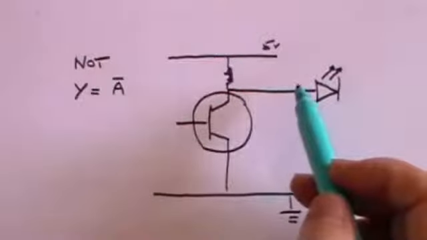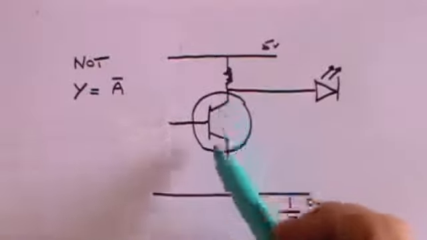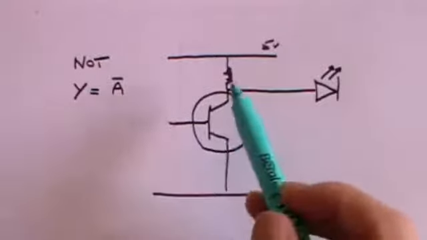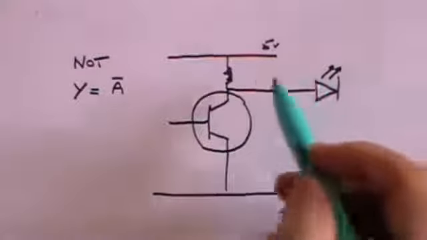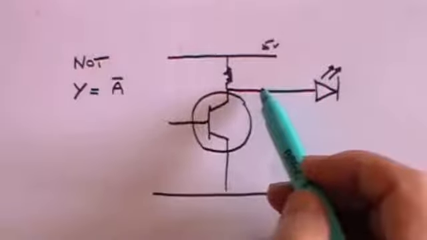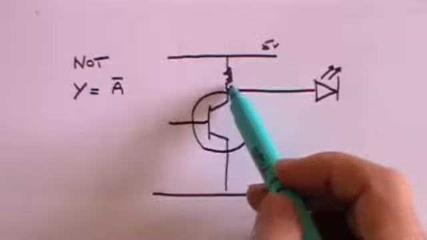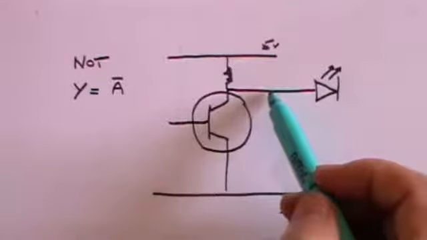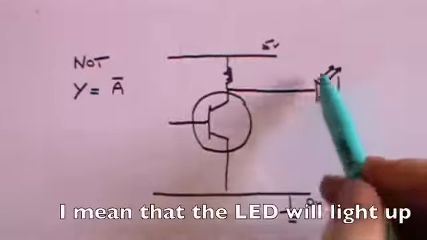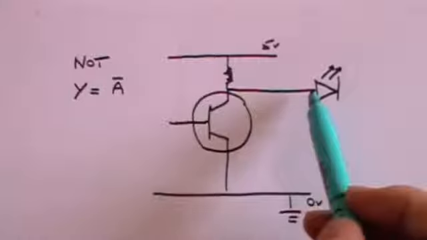Now, what will happen? Let's suppose there is no voltage on the base. If there is no voltage on the base, this switch will be open. In other words, no current can flow through the transistor because there's no voltage on the base. And that means that there will be a positive voltage on this output because this is at 5 volts. Some of that will drop across the resistance, but there'll still be a positive voltage. We don't need to worry about what it is. There will still be a positive voltage here, and that means that the diode will light up. So if there's no voltage coming in, there will be a voltage coming out.